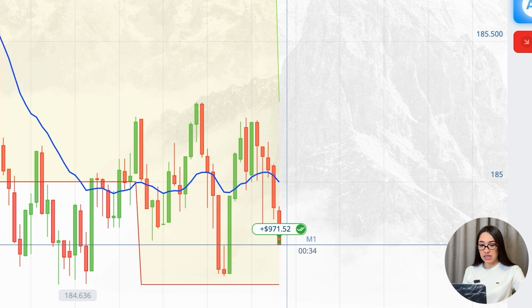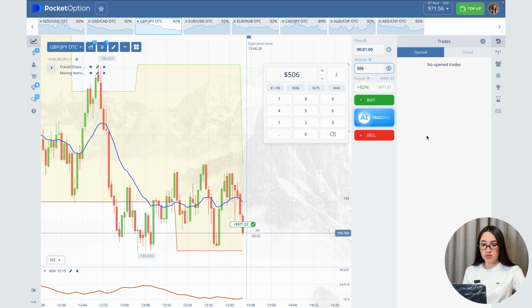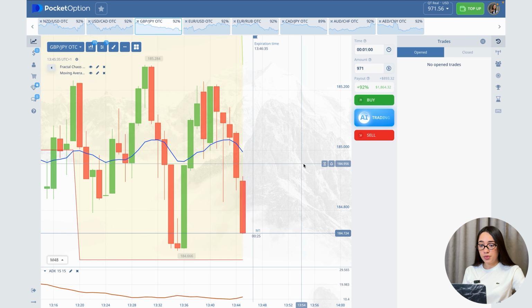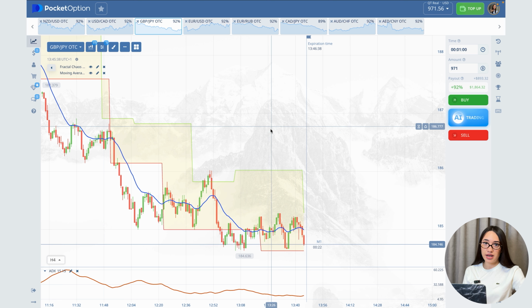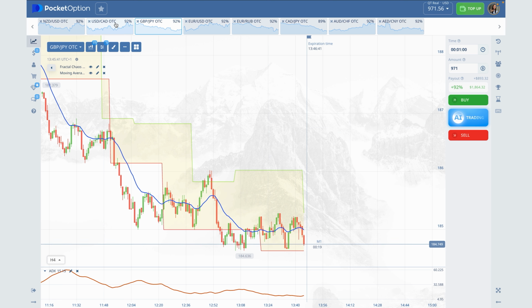Wow, excellent. The deal closes without problems in plus. Okay, let's put again the maximum amount for further opening. Let's open another deal and find the next entry point.